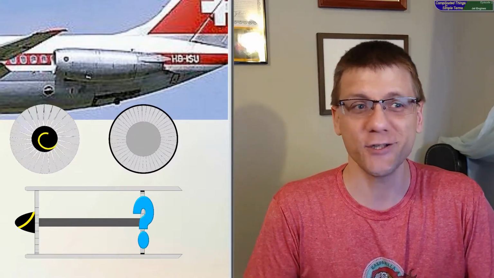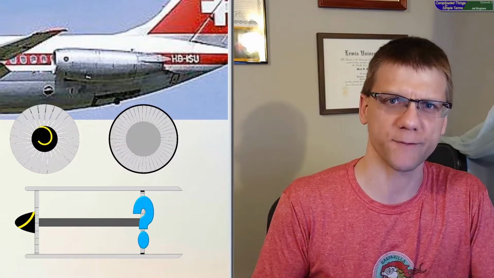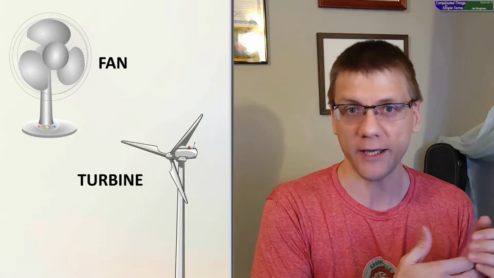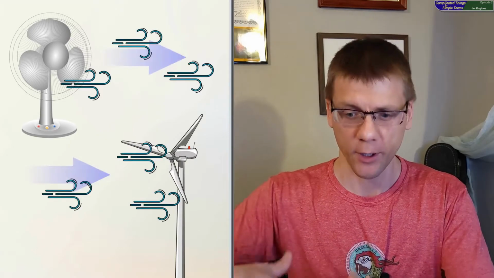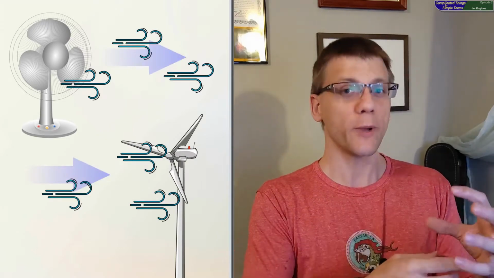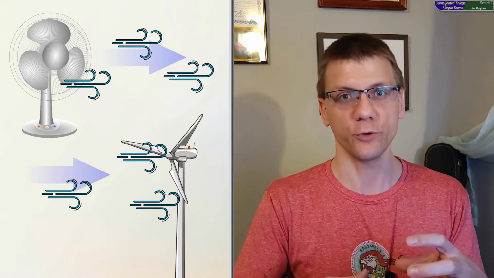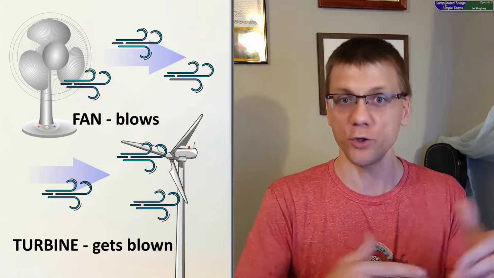A turbine is just a fan, except it's backwards. So a fan blows something, a turbine is blown by something. This setup is used because you want the fan turned on if you want to move some air along. And the turbine is used if you've got a moving fluid and you want to take energy out of it and use it to do some work.